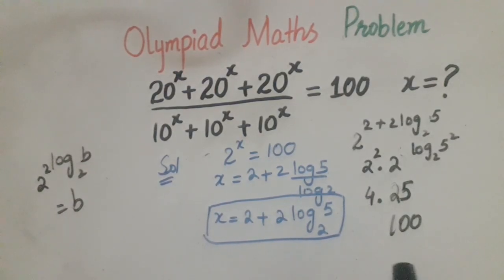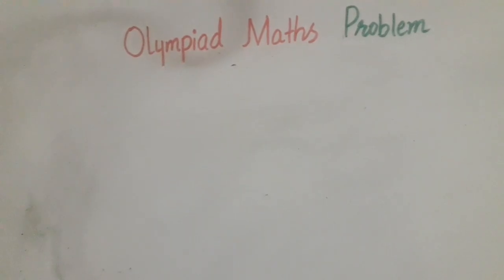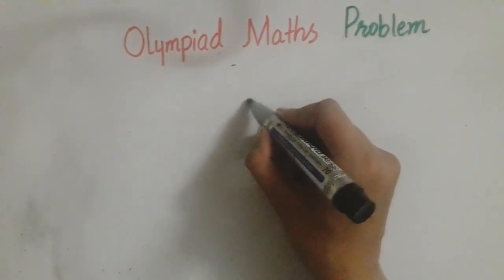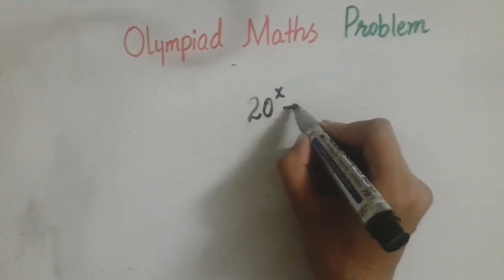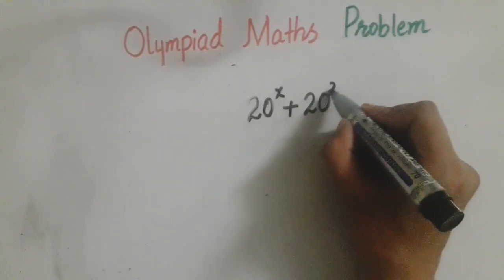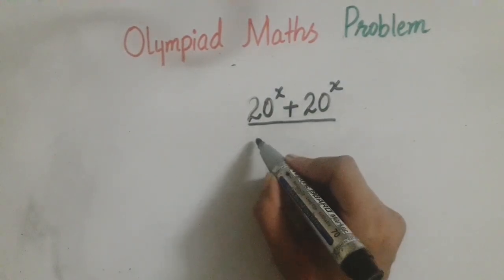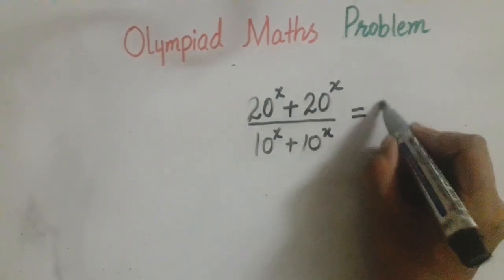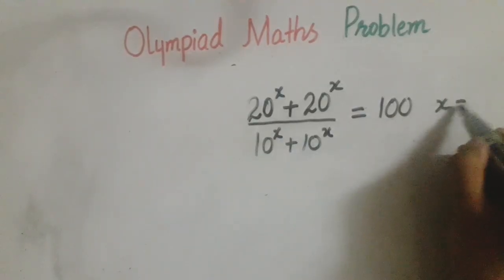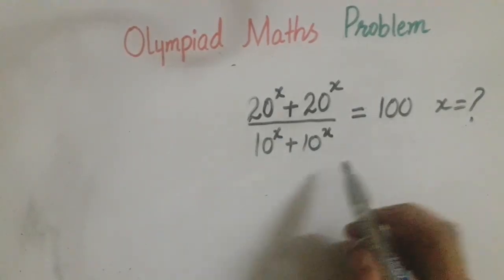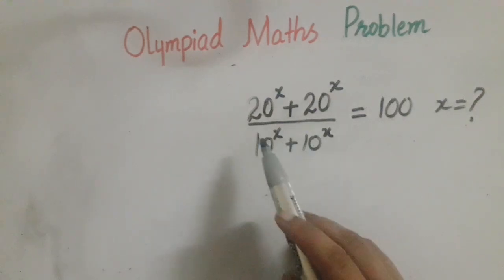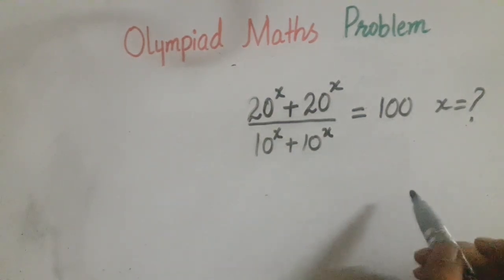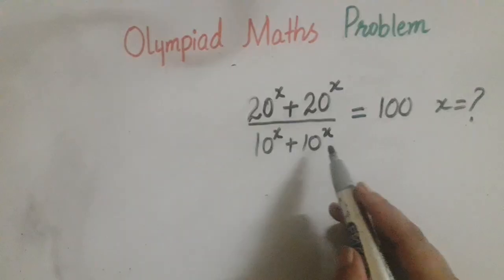Now in the last, I will give you a bonus question and you will solve it and tell the answer in the comment section. Now here is the question: (20^x + 20^x) divided by (10^x + 10^x) equals 100. You have to find the value of x. So you will apply the method that is used in this Olympiad math problem, and comment the right answer.